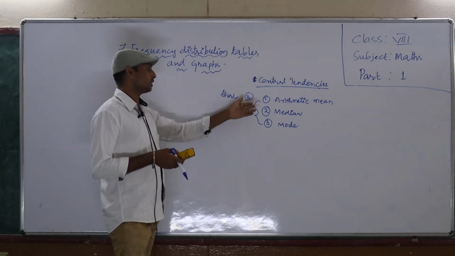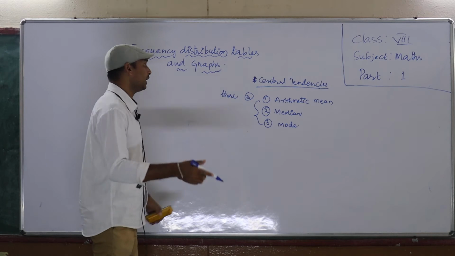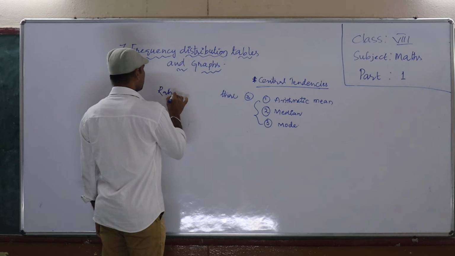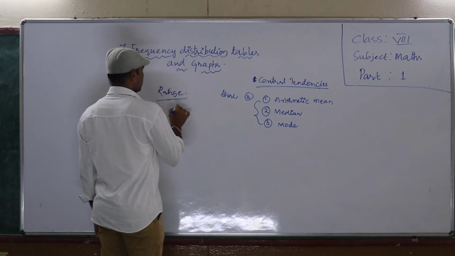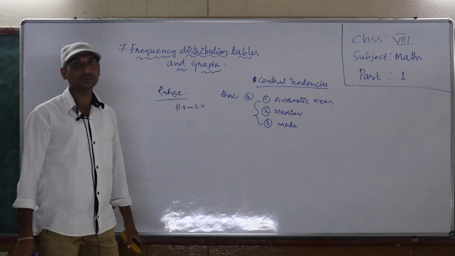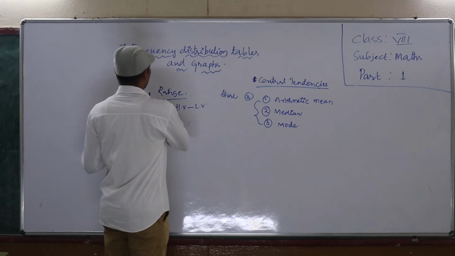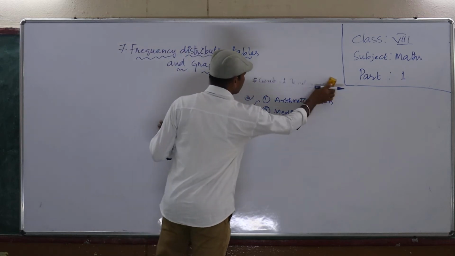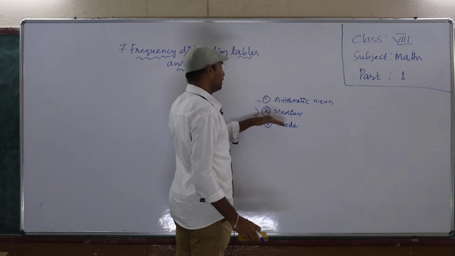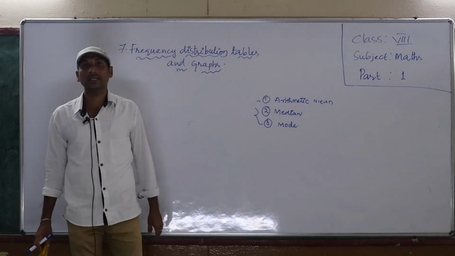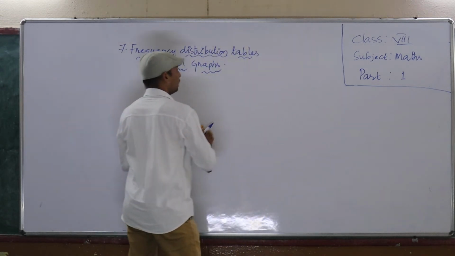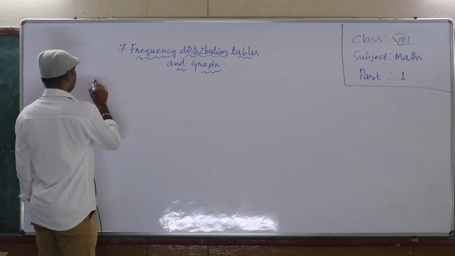Then here we are going to discuss these 3. You already know about range, but range is not a central tendency. It is the highest value minus the lowest value from the given data. First we will discuss what arithmetic mean, median and mode are. I will give a brief introduction, and after that we'll see problems.